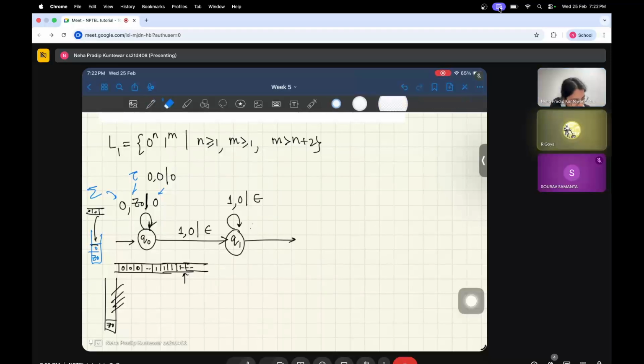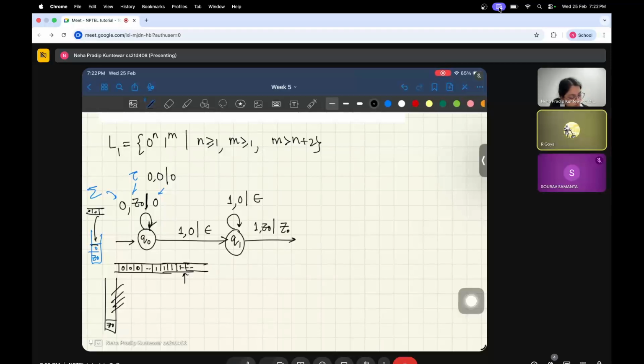So then the equal number of zeros have been consumed. Then I read one more one. So 1 comma z naught, and I will keep this z naught as it is. I'm not going to push anything. Rather, I'll prefer to skip. So z naught here.